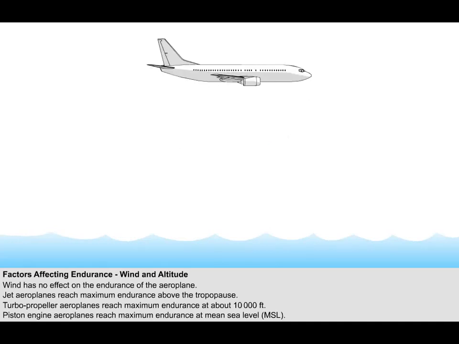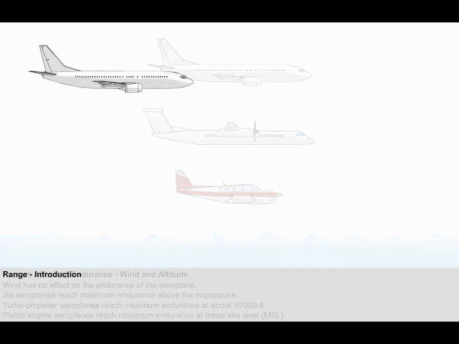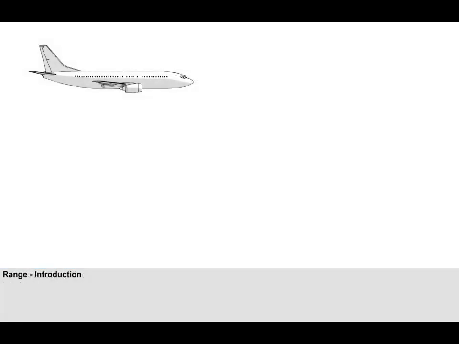In summary then, jet aeroplanes achieve maximum endurance at or above the tropopause. Turbopropeller aeroplanes reach maximum endurance at about 10,000 feet. And piston engine aeroplanes have their maximum endurance at sea level. You have learnt that there are two performance parameters in the cruise, range and endurance. Let us now consider range.